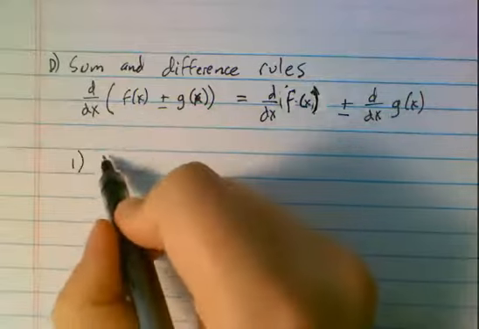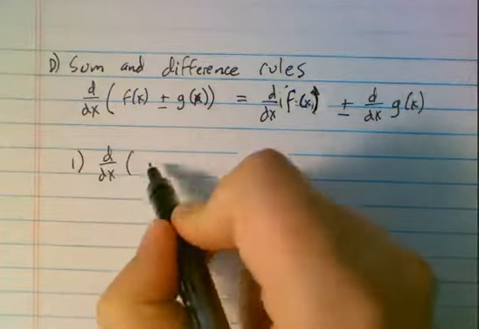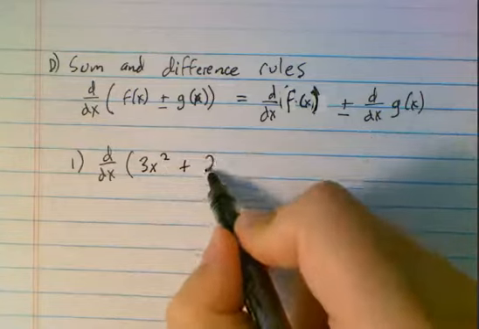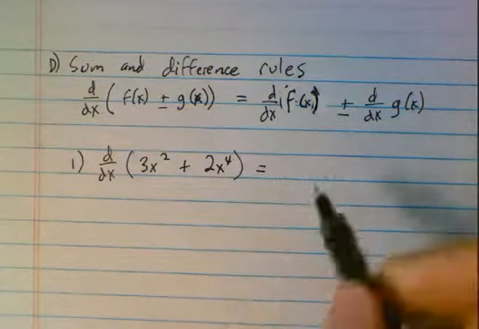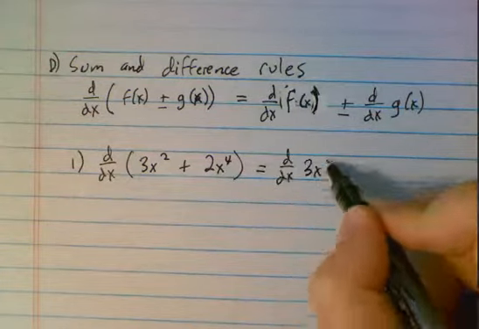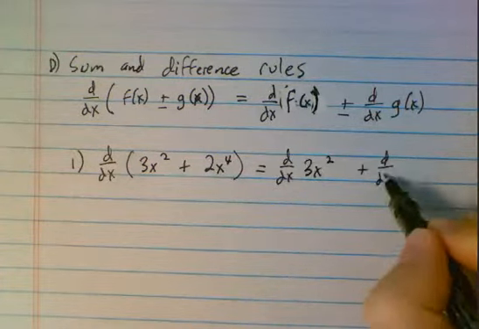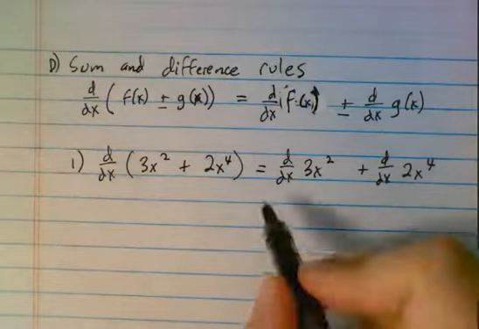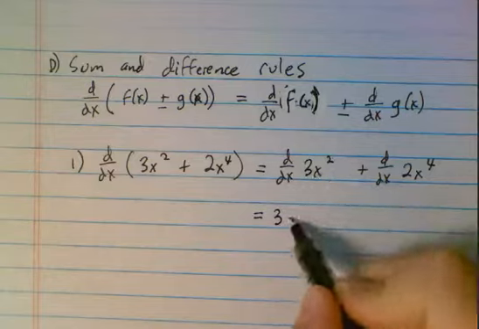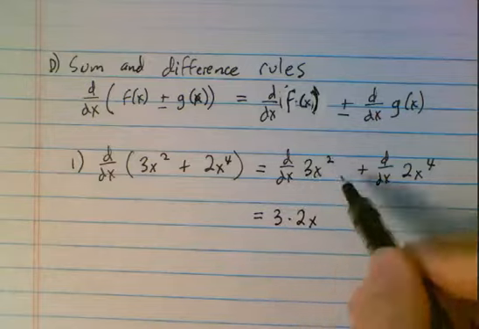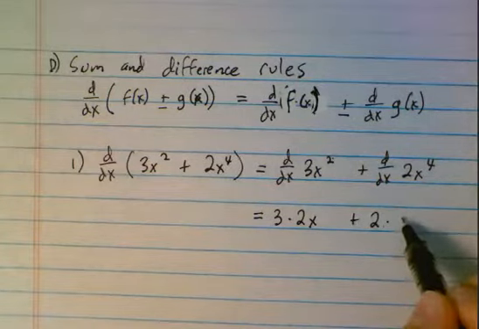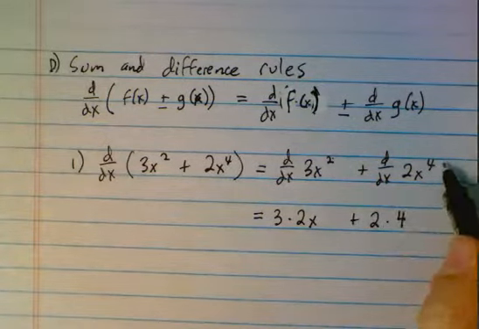So to give you an example of that, let's say that we're told to take the derivative of 3x squared plus 2x to the 4th. All we're going to do is take those two derivatives separately. Derivative of 3x squared plus the derivative of 2x to the 4th. When we do that, this 3 is along for the ride. Bring down the 2, subtract 1 from the exponent. Here this 2 is along for the ride. Bring down the 4, subtract 1 from the exponent.